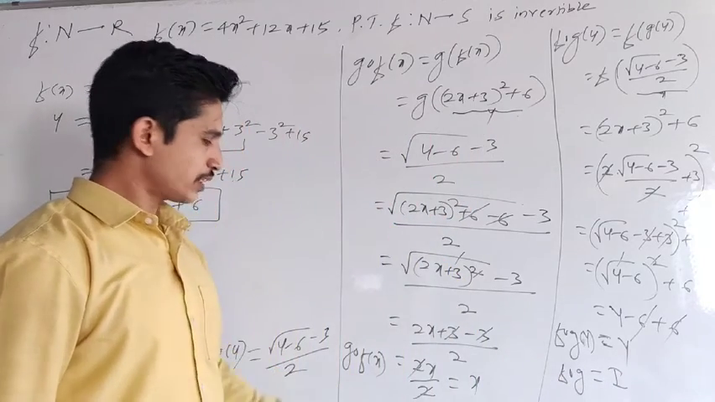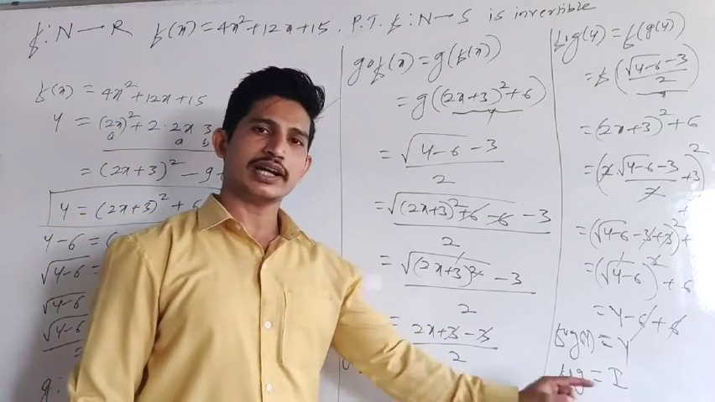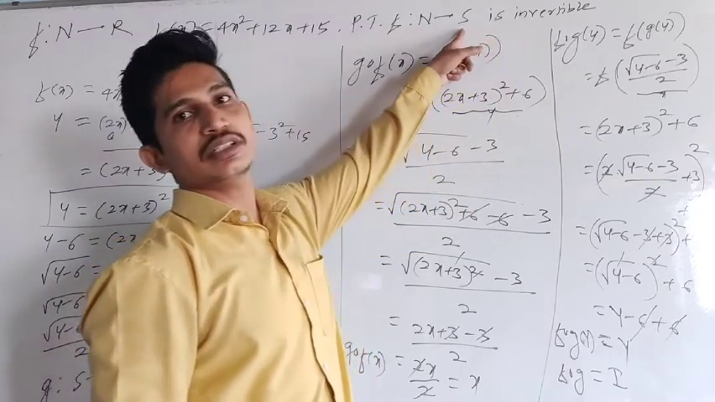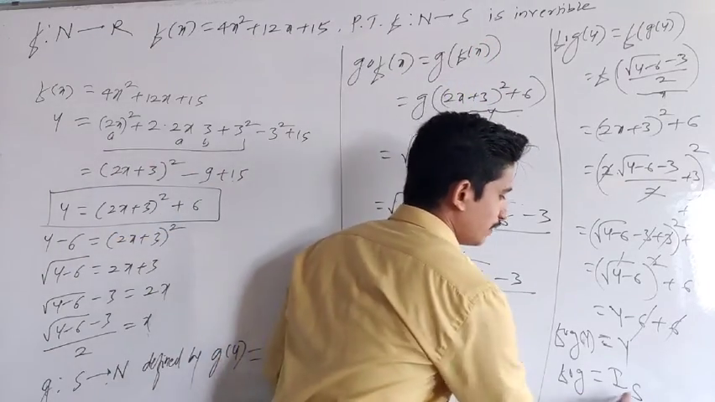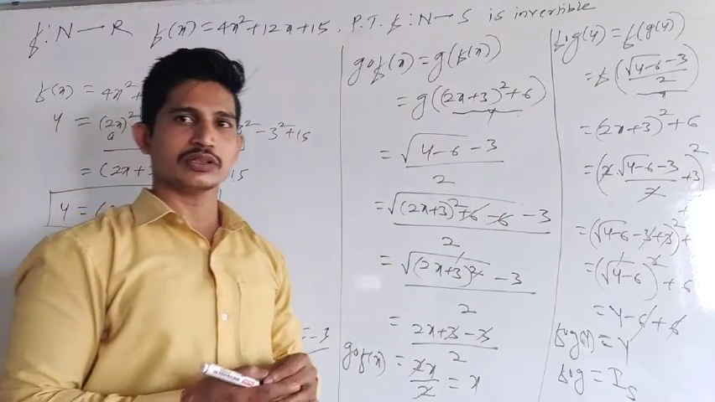Just like here, g composition f is also the identity function, and f composition g is also the identity function. So identity of what now? The second set. The second set is S. Okay, so identity of S.